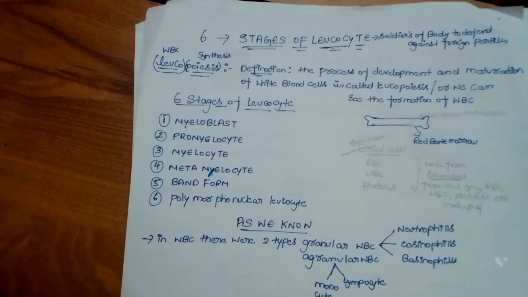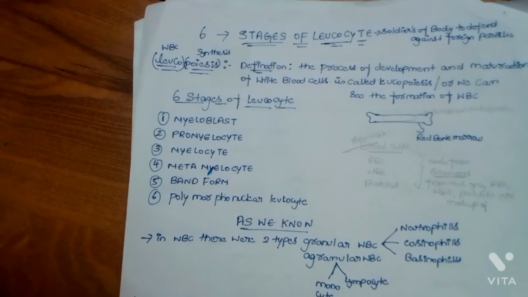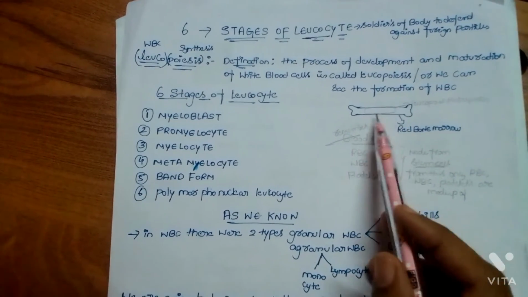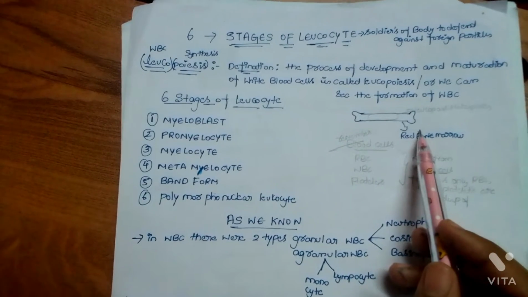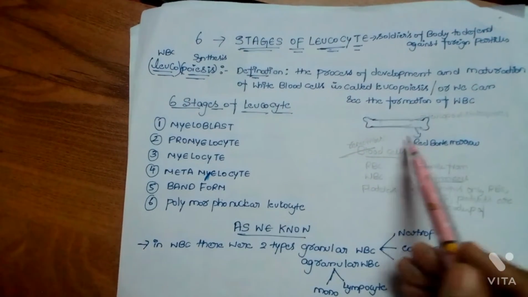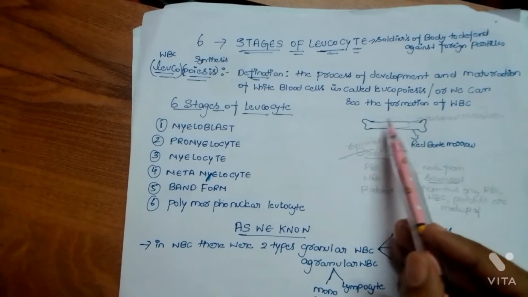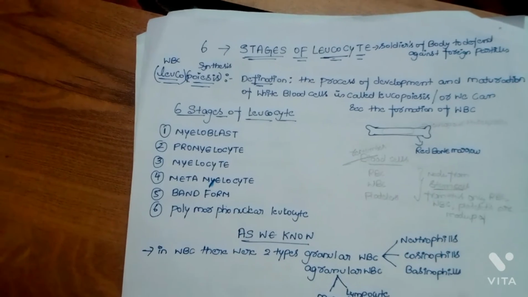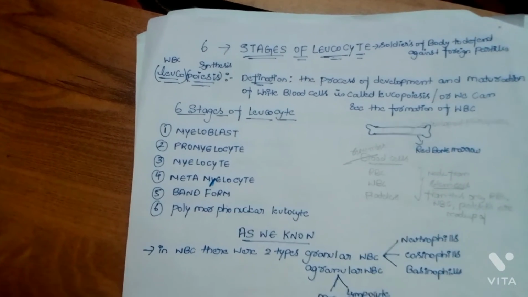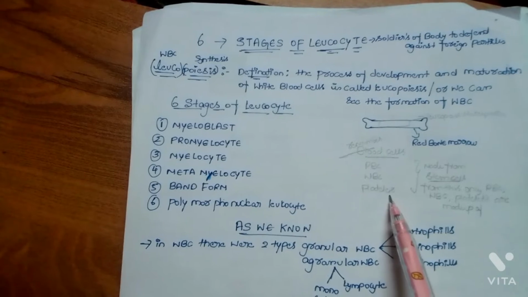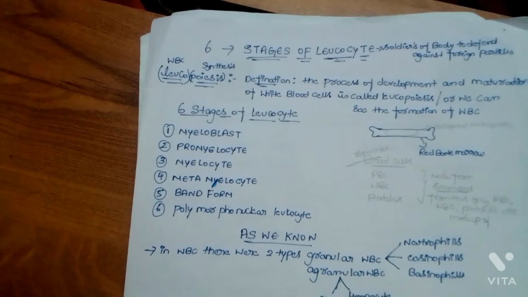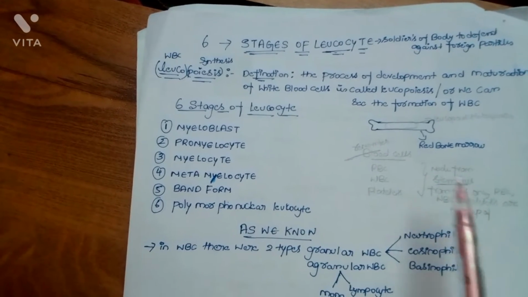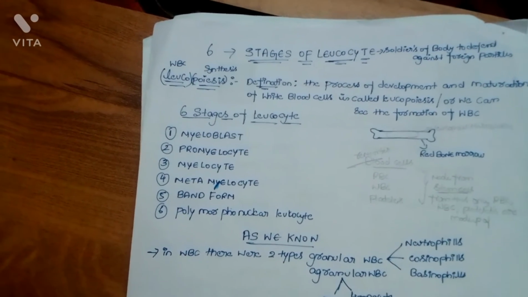So, we can see the formation of the WBC in leukopoiesis. If we think of this as red bone marrow, where does the WBC form? Here leukopoiesis takes place, which means the development and the maturation of the WBC takes place. As we know, the blood cells like RBC, WBC and platelets form from a stem cell. A single stem cell forms the RBC, WBC and platelets.